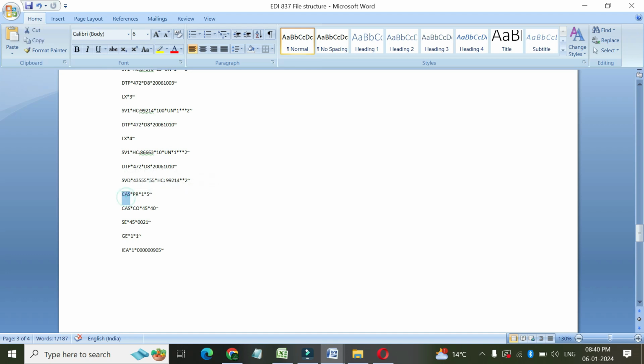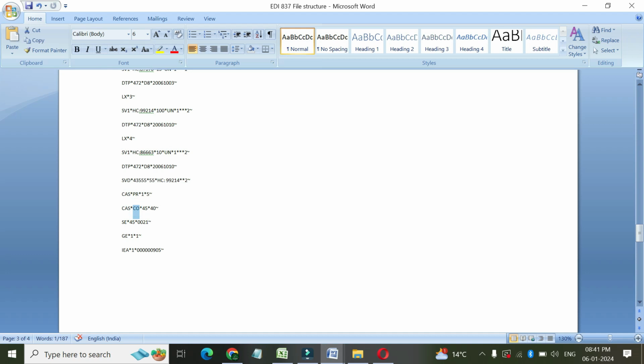So here the PR with code 1, which means deductible. So maybe this patient had some deductible pending that he has to pay. So that deductible was adjusted towards this claim, towards this service line. So $5 is patient's responsibility. So this has to be recovered from the patient.